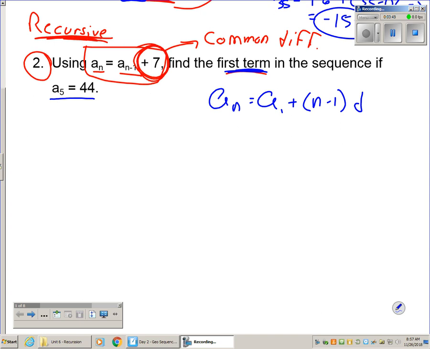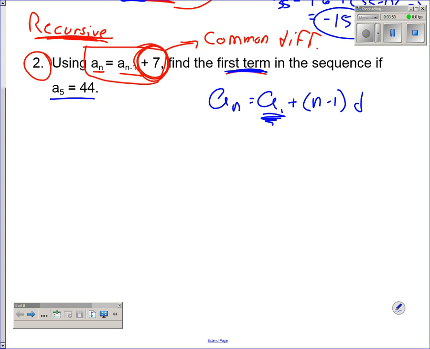So we need to identify 3 variables here. We're looking for a sub 1. We need to find our a sub n. We need to have an n value and a common difference. If we can find those 3 things, we can solve for the first term, no problem at all. All right, well, let's start easy. What's our common difference here? 7, yeah. All right, so 7.